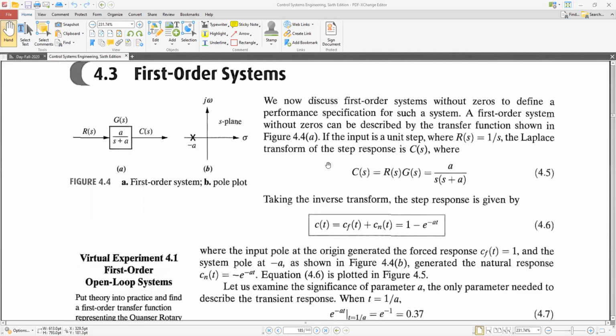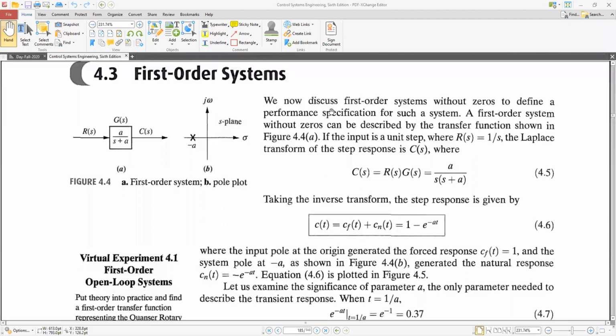Now come to the point. That is the first order system. Here the input is Rs, output is Cs. So Gs is equal to A by S plus A. That means this is the transfer function.